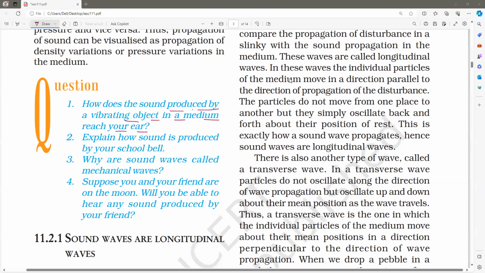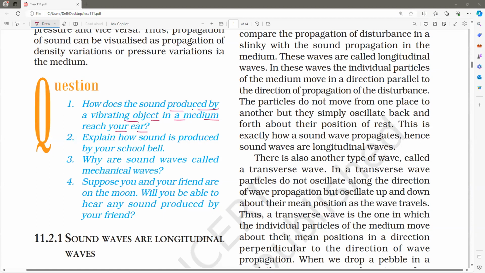So sound waves are what waves, Amma? Longitudinal waves or transverse waves? Longitudinal waves. Longitudinal waves travel in a medium. What do they produce? There are two words in longitudinal waves: compression and rarefaction. That's what you're saying, Mari.